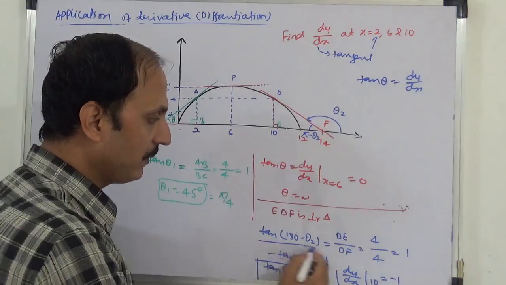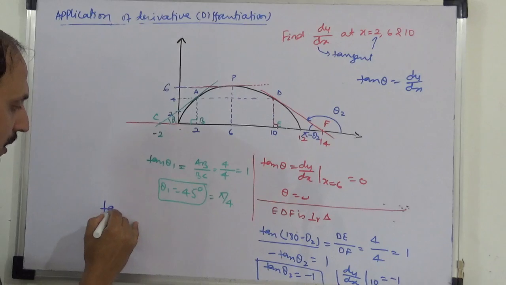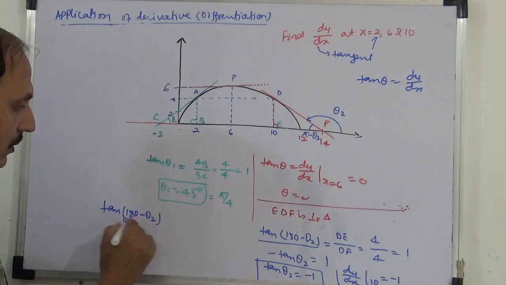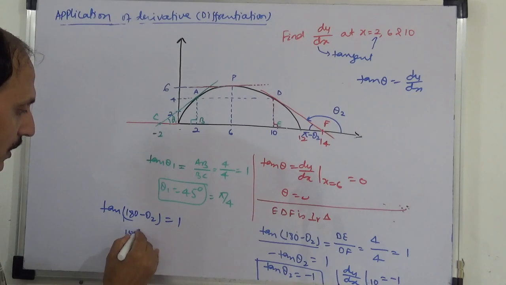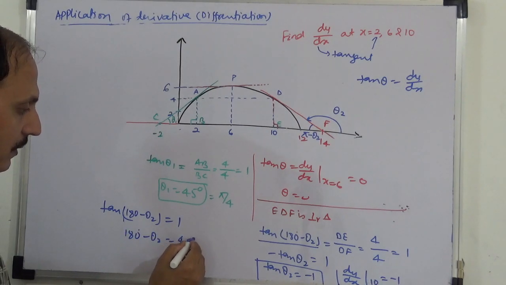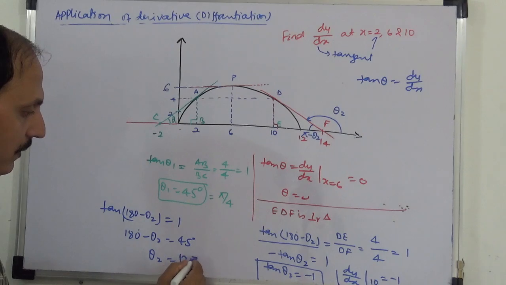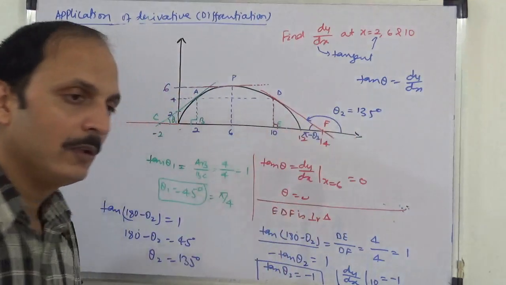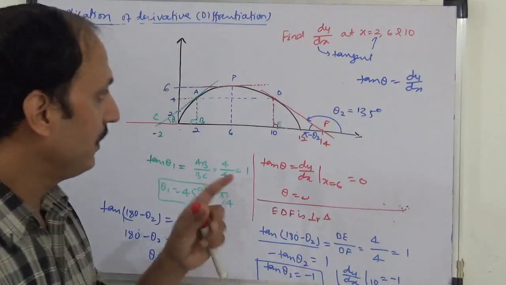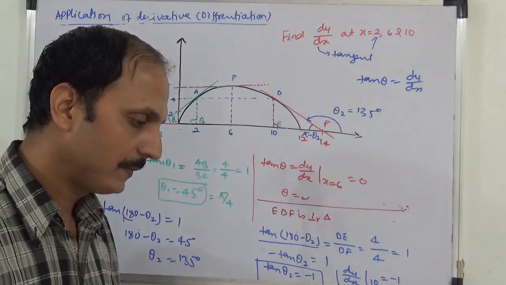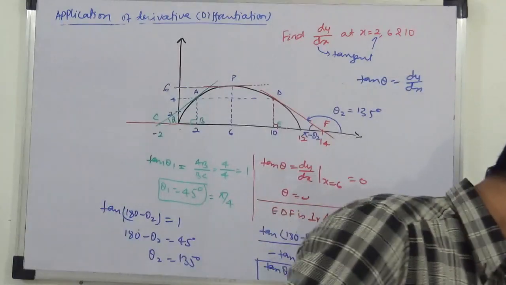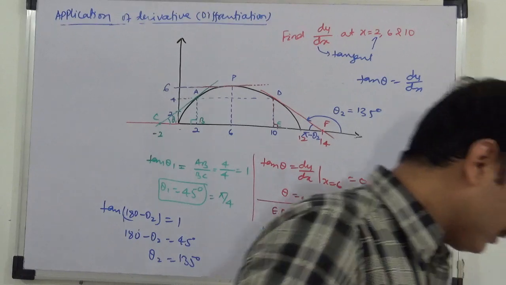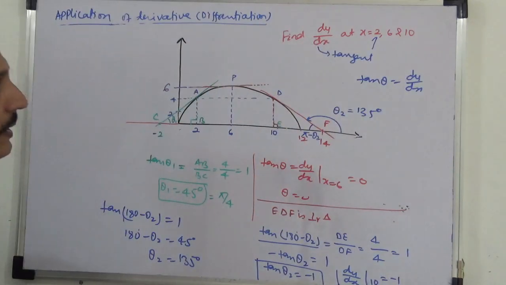If you have to find theta, you can write here tan of 180 minus theta 2 is 1. So 180 minus theta 2 is 45. So theta 2 becomes 135 degrees, meaning this angle becomes 135 degrees. So for slope, the tangent is always measured in the anti-clockwise direction, and you can do this. Okay. Next question is the application of tangent.